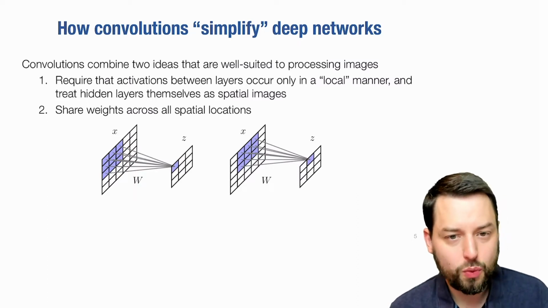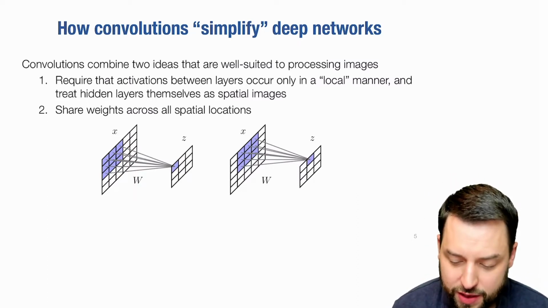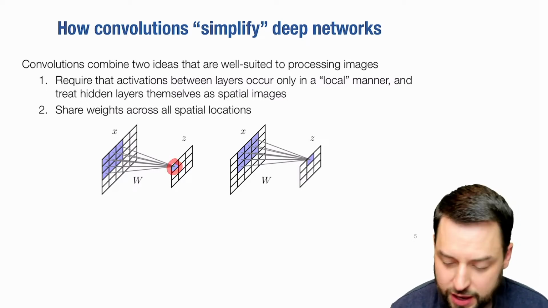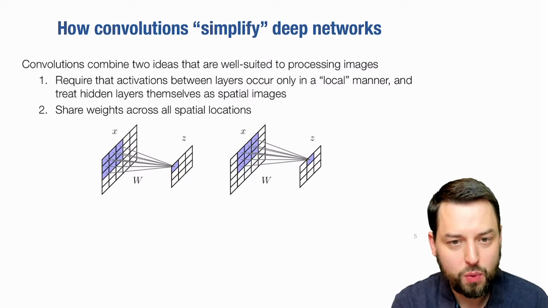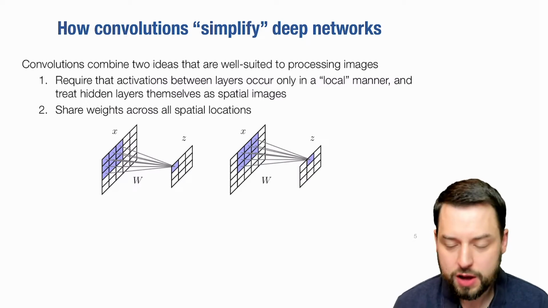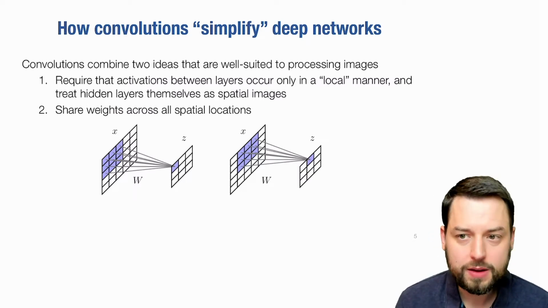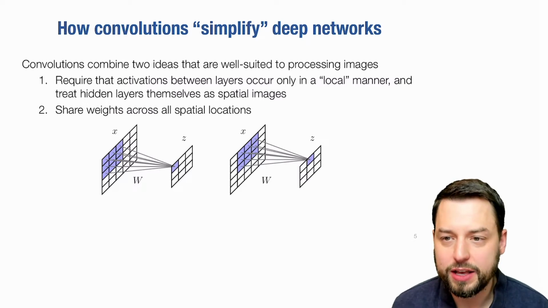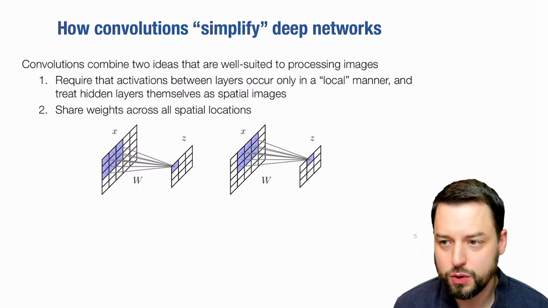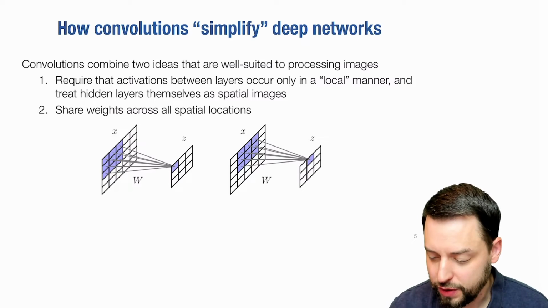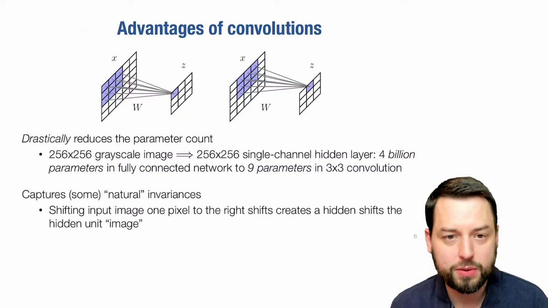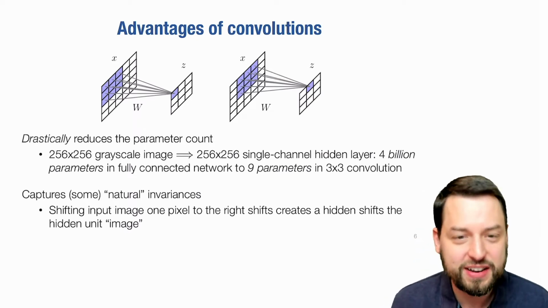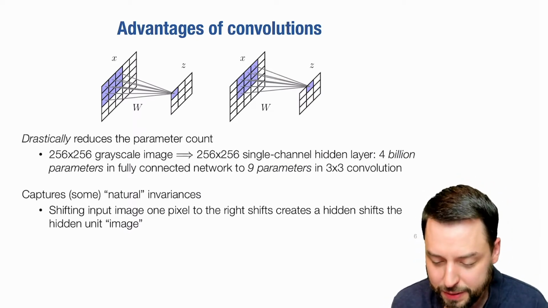The second premise is that weights are shared across locations. So rather than have one set of weights for this hidden unit and a whole other set of weights for this hidden unit, we take the same weight and slide it across the whole image to produce our next layer. And this structure is exactly what is known as a convolution. Actually, before I look at it more formally, let me talk about the advantages of convolutions first.